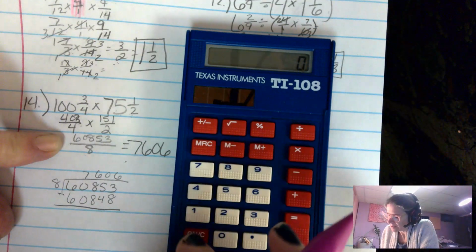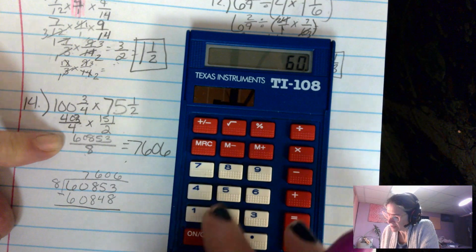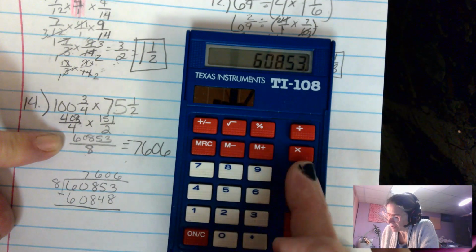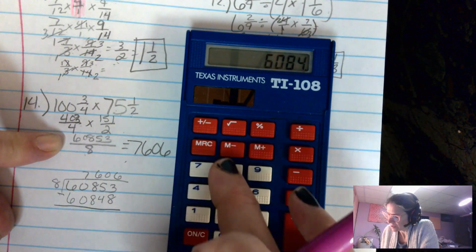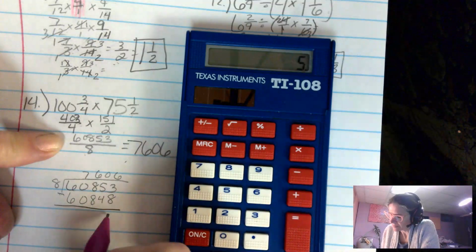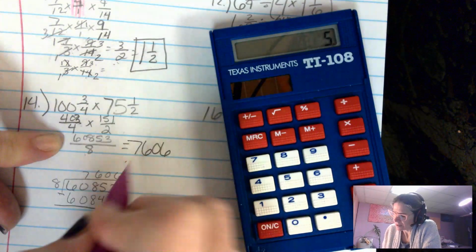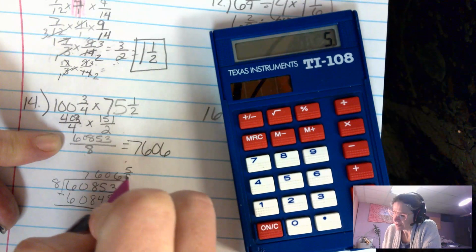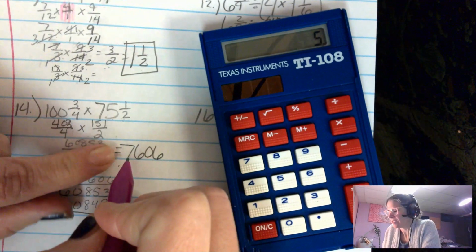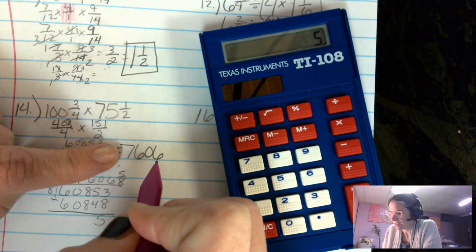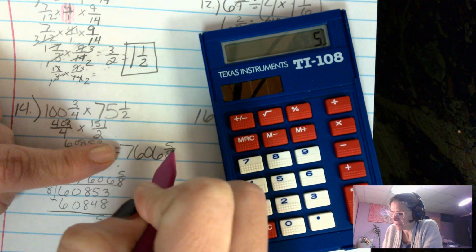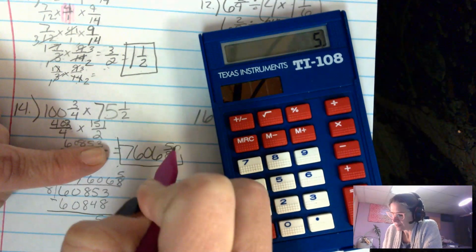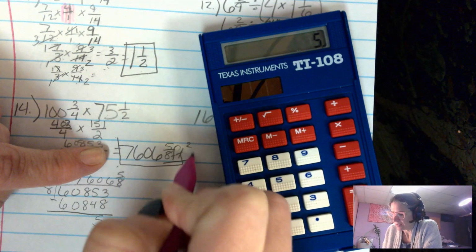That's not right. That's not what I meant to do. 60,853 minus 60,848 equals 5. So then I know that 5/8 is my remainder. So 7,606 and 5/8 feet squared is my answer.